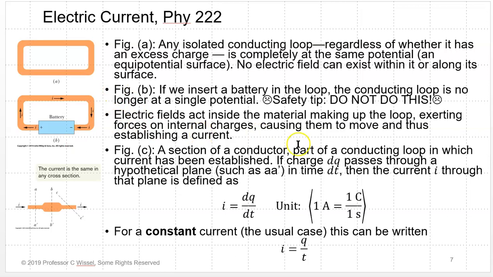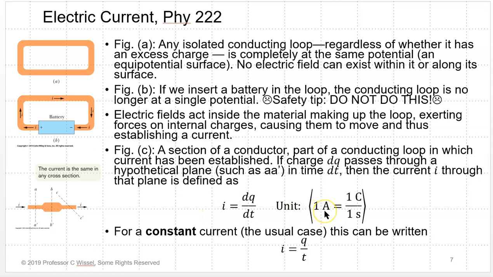Electric fields can act inside the material making up the loop, exerting forces on the external charges, causing them to move and thus establishing a current. Now we've taken a section of a conductor that's part of a conducting loop in which a current has already been established. If a differential charge dq passes through a hypothetical plane such as AA prime in time dt, then a current I through the plane is defined as I equals the derivative of q with respect to time, or I equals dq/dt. The unit on that is the ampere.